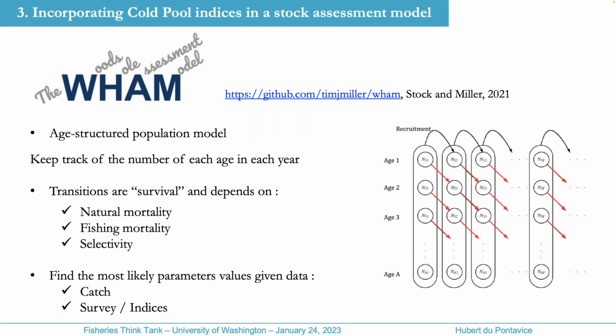So WHAM, like ASAP, is an age structure population model. So the model keeps track of the number of individuals of each age in each year, and the transitions from one year to another, represented here with the red arrows, are the survival and depend on natural mortality, fishing mortality, and selectivity. And then to find the most likely parameter values, catch and survey data are used.